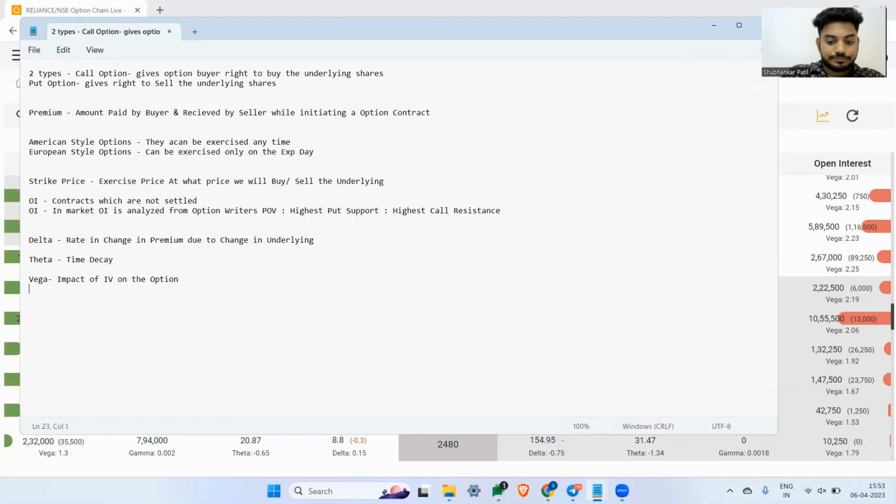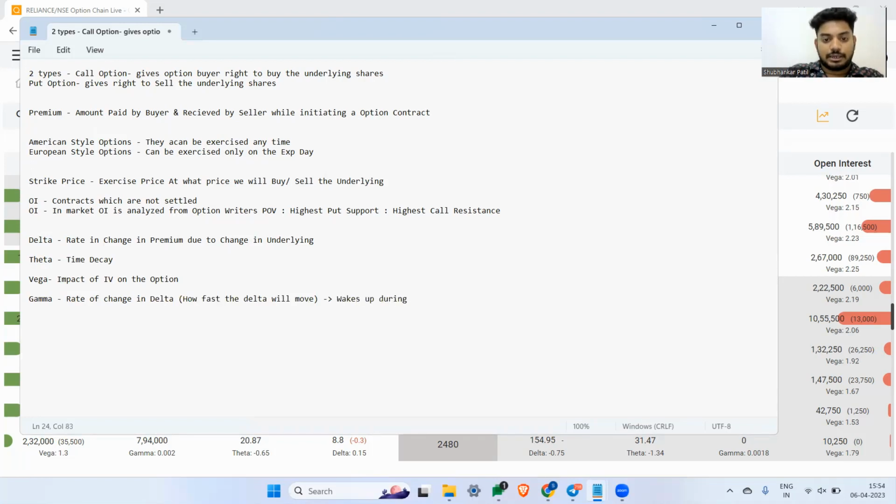The last thing is gamma. Gamma is the rate of change in delta. This is the second order derivative. It will tell you how fast the delta will move. The more the gamma, the faster the delta will move; the less the gamma, the slower the delta will move. Eventually, more gamma will lead to a faster move in premium, and less gamma will lead to a slow and steady move in the premium.